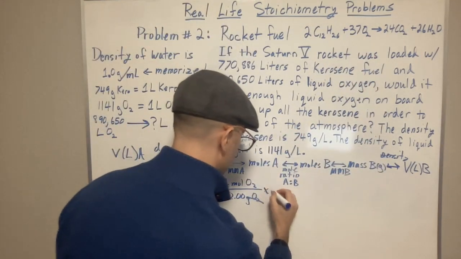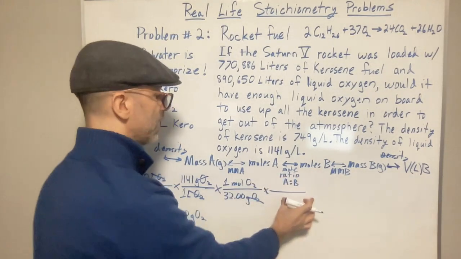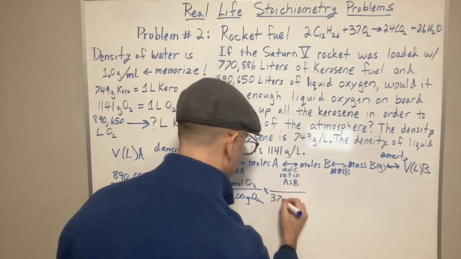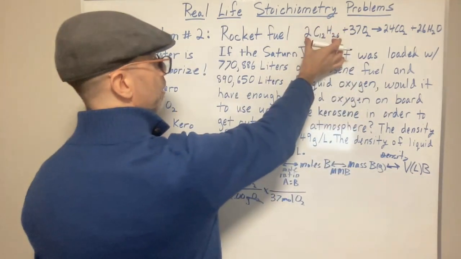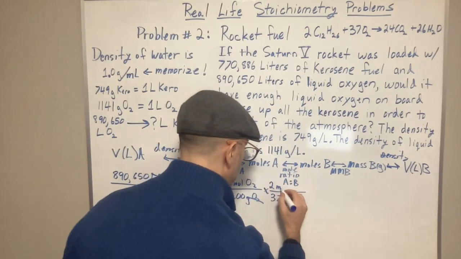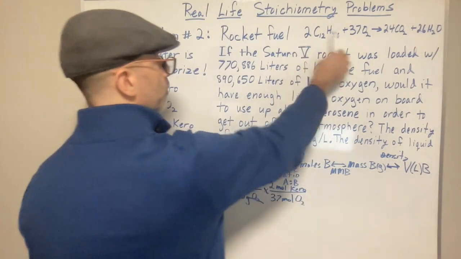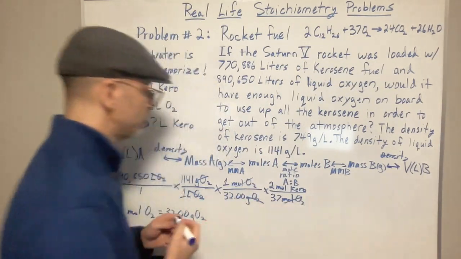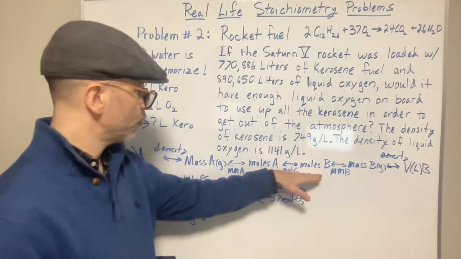So I'm going to do another conversion factor. I have moles of oxygen here, so I want moles of oxygen on the bottom. That's going to be 37 moles of oxygen on the bottom. And then on top, I'm going to have moles of kerosene, so 2 moles of kerosene. I'm just going to put kero for kerosene rather than the formula. And so the moles of oxygen cancel out, and now I have moles of kerosene. So now I'm at moles of B.